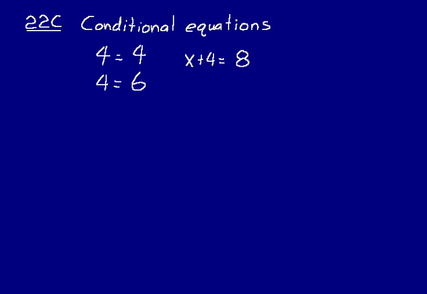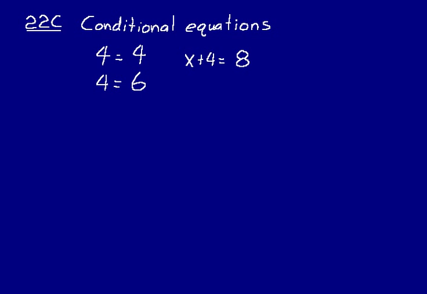For example, x equals 4, that's the only number that would work in there to make the left side equal to the right side. If we put x equals 5 in there, then we'd have 5 plus 4 is 9, which does not equal 8. So there's one and only one value that will go into that particular equation to make that a true equation.